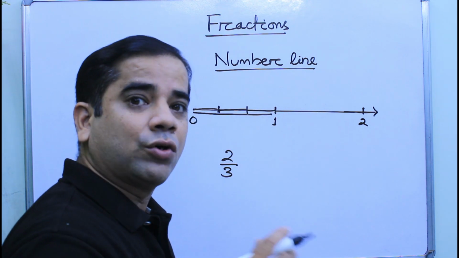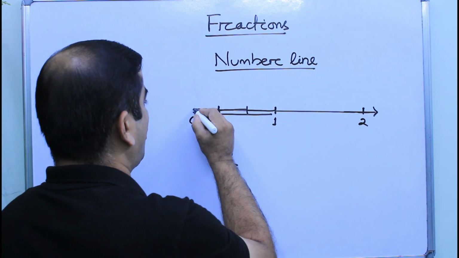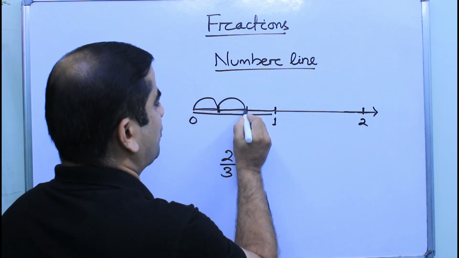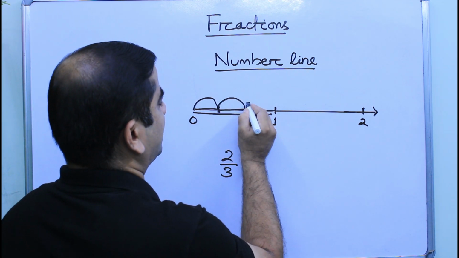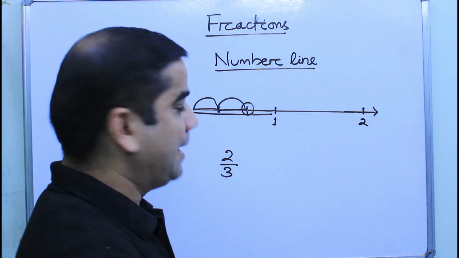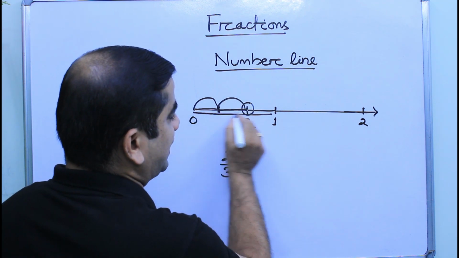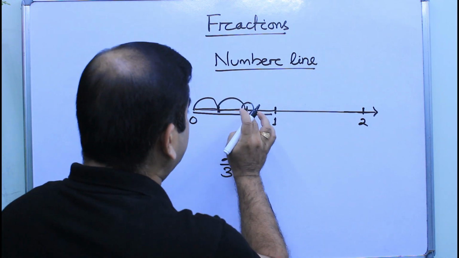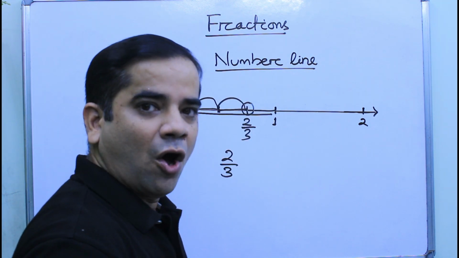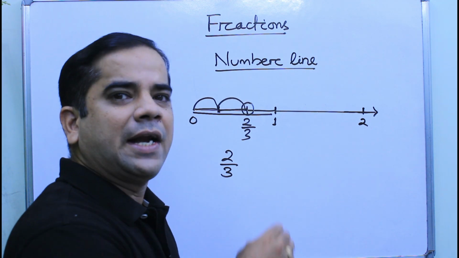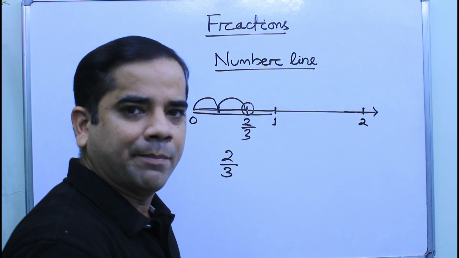So 2 parts out of 3 equal parts. That means from 0, 1 part, then 2 parts. So this is the position where we lie. So this is 2 by 3. 2 parts out of 3 equal parts. So this is your 2 by 3 on the number line. Okay, let us now discuss some other examples.